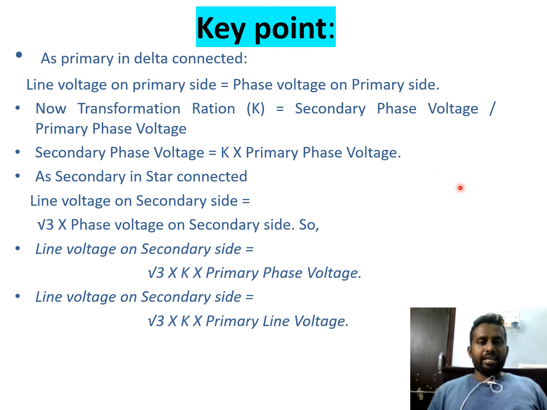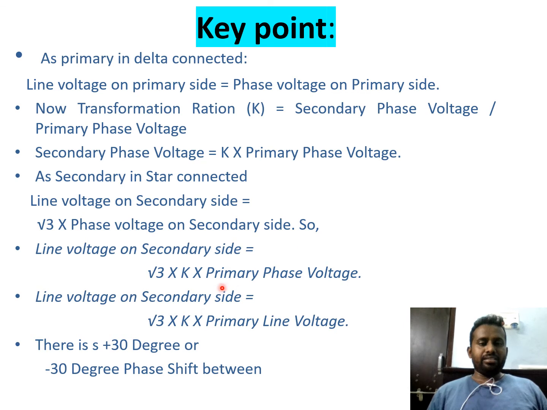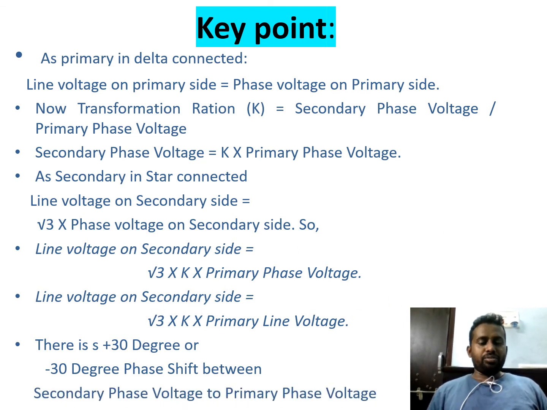So we have derived some key points from this. There is a plus or minus 30 degrees phase difference because of this root 3 and K. You can see secondary phase voltage and primary phase voltage differ by plus or minus 30 degrees, which makes it unfeasible to connect in parallel with star star or delta delta type of three phase transformers.